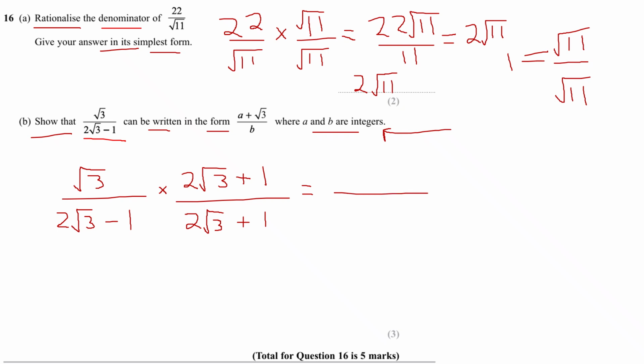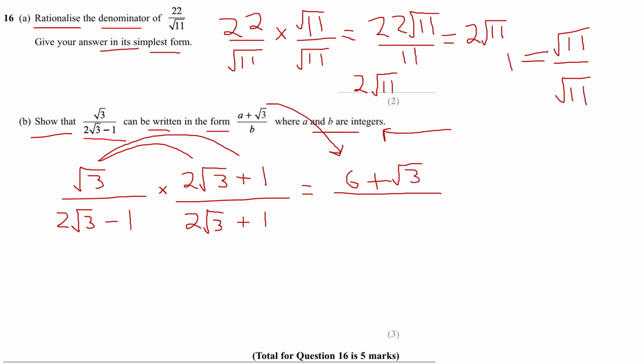So multiplying fractions, multiply top by top, bottom by bottom. Root 3 times 2 root 3, or root 3 times root 3 is just 3, times it by 2 and I get 6. And root 3 times positive 1 makes plus root 3. So far so good on the top, because it is in that kind of format.